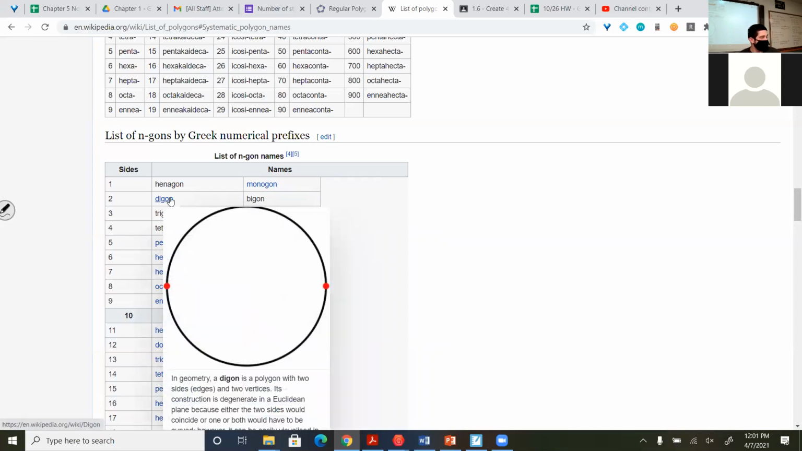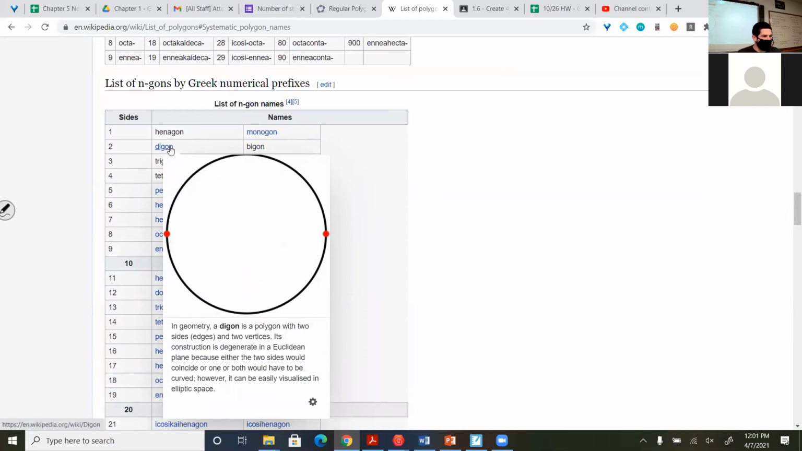On screens, on internet, it must be true. Anyway, a diagon would be two sides. So this would kind of be like the North Pole and the South Pole. Again, by the logic that longitude and latitude, those are also lines that go around our Earth. And it even says in the definition here that the construction is degenerate in a Euclidean plane.